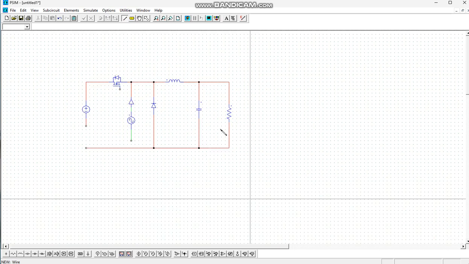Complete the wiring. At last we need voltage measurement on the source side and also voltage measurement on the resistor side. We connect the emitter to the input and measure the output voltage, and we connect a ground.